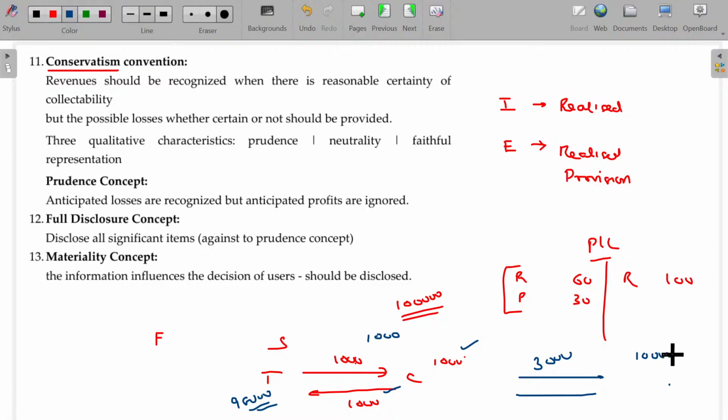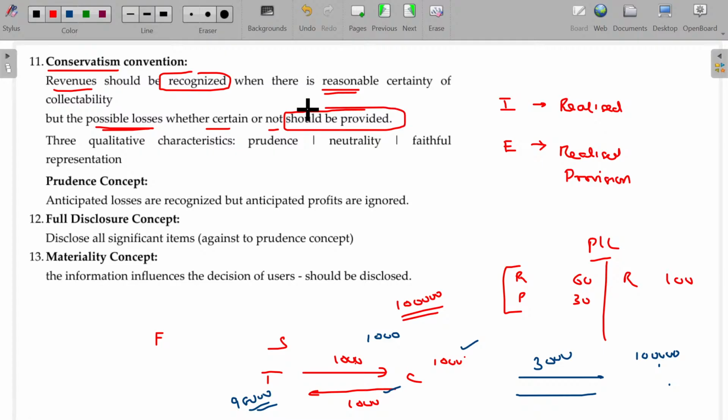Your dad says, no worry, my friend will be there. He will give 1 lakh, and from that 1 lakh you spend 2,000. No, dad, I don't want to go. So conservatism is such a case. If you have any doubt, you have to make the provisions for that. It's called conservatism. Revenue should be recognized when there is a reasonable certainty of collectability. The amount should be collectible. But in cases of possible loss, even a small doubt, whether certain or not, should be provided.